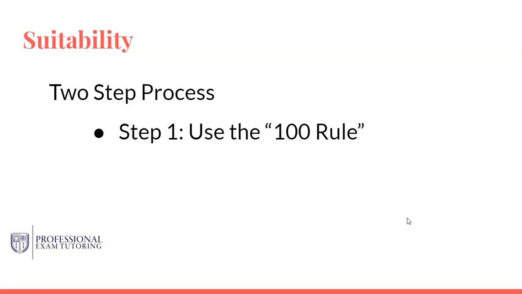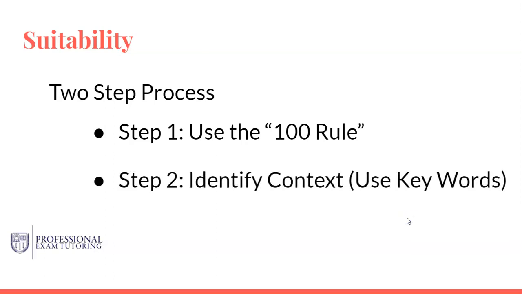The two-step process includes first using the 100 rule, and then next would be identifying specific context and using keywords. The 100 rule we'll get into, but basically you take 100, you subtract the age of the investor, and that leaves you with the percent of investments that should go toward equities, with the remainder going toward bonds. So remember that 100 minus age equals the percent in equities, and the rest goes towards bonds.